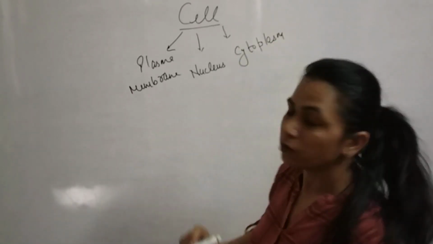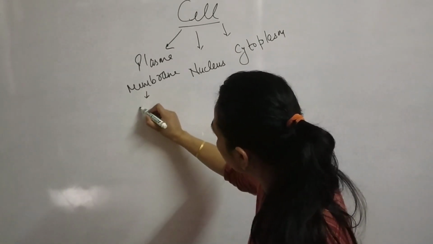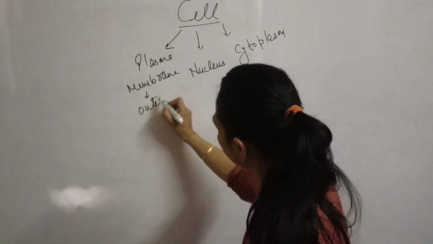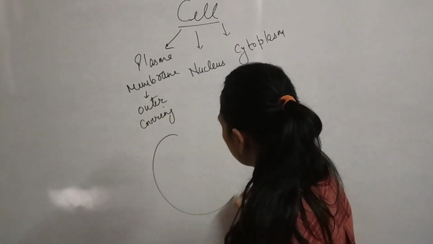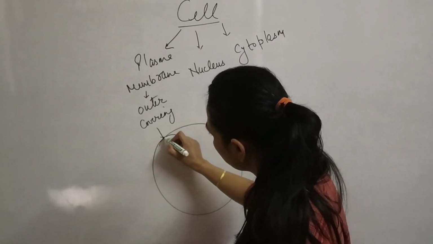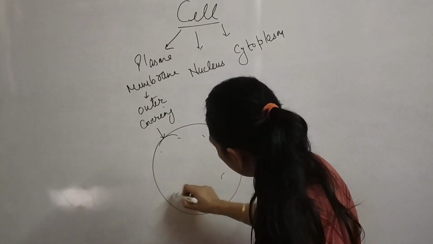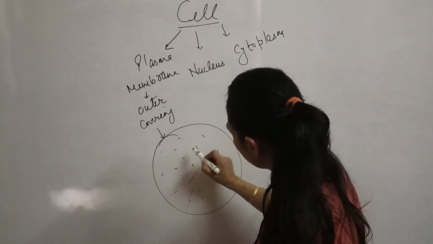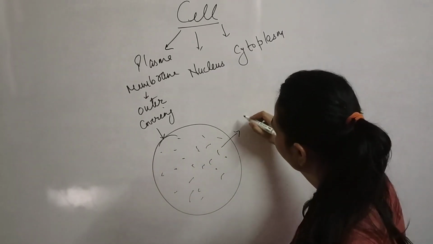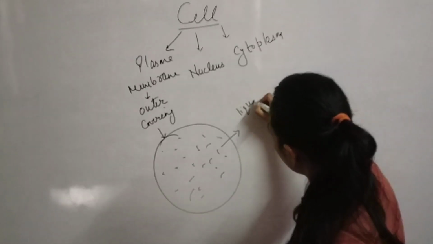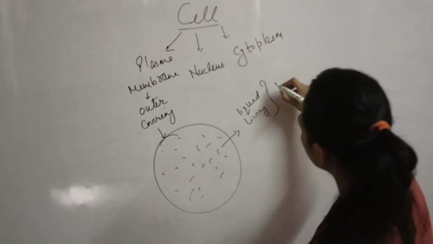Right? So a cell has three basic components. The plasma membrane is the outer covering of the cell. Suppose this is a cell, so this is the outer covering. This is known as the plasma membrane. And the internal liquid material, which is living in nature, we call this material protoplasm.